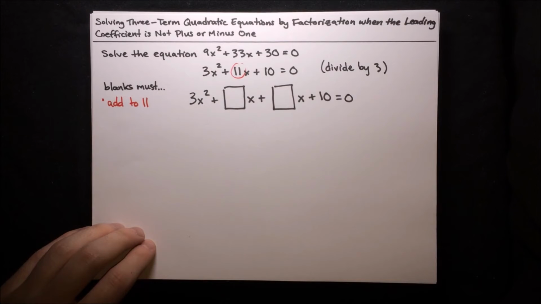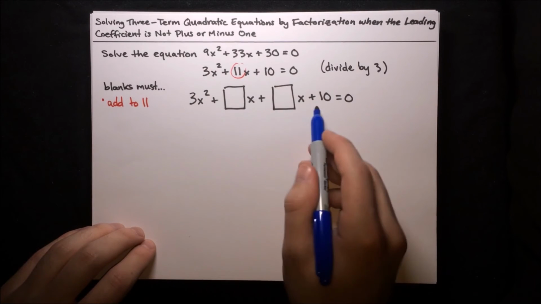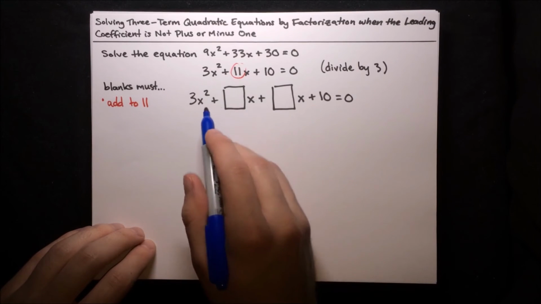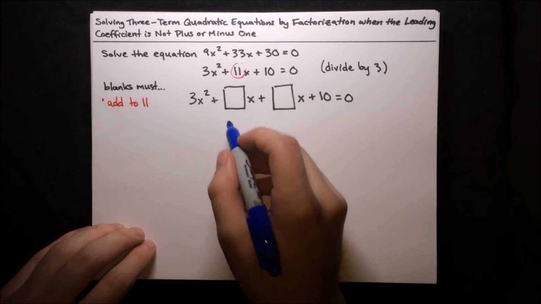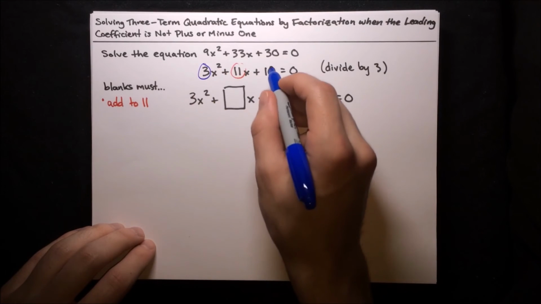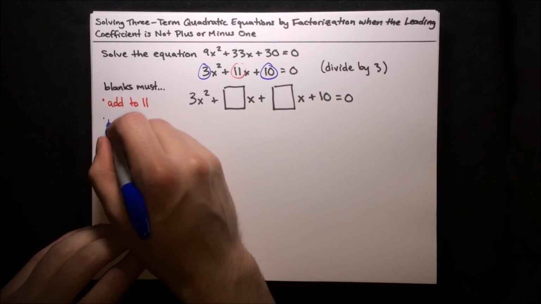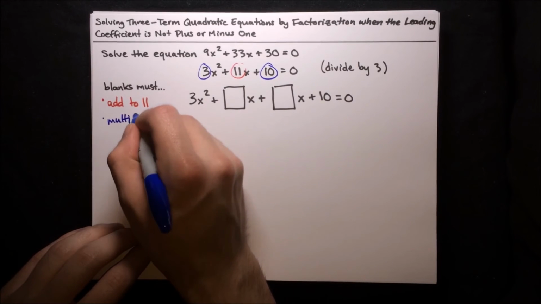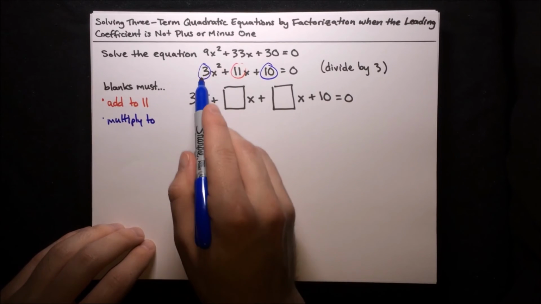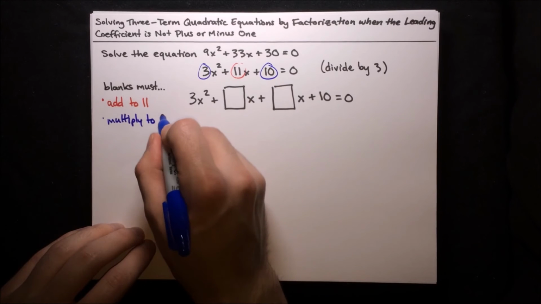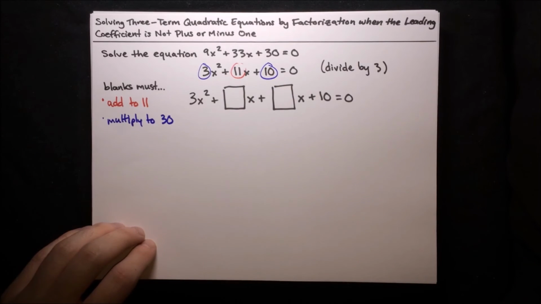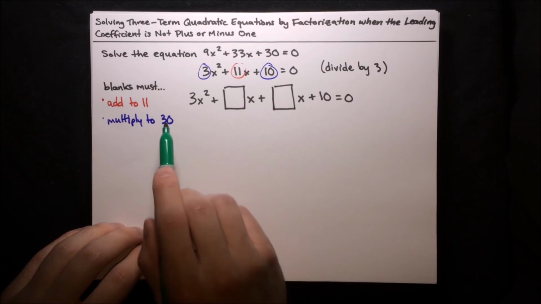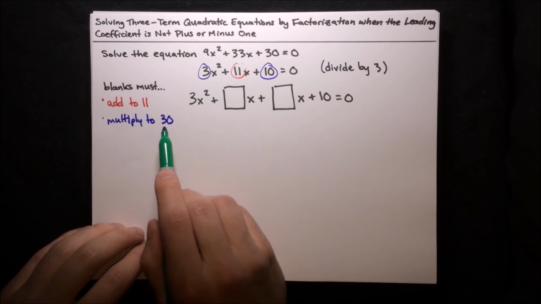And then the other constraint, so that our new expression will factor nicely, is that the blanks must multiply to the product of the leading coefficient and the constant. So multiply to, what is 3 times 10? That's 30. Multiply to 30. Okay, so let's think. What two numbers multiply to 30 but add to 11?